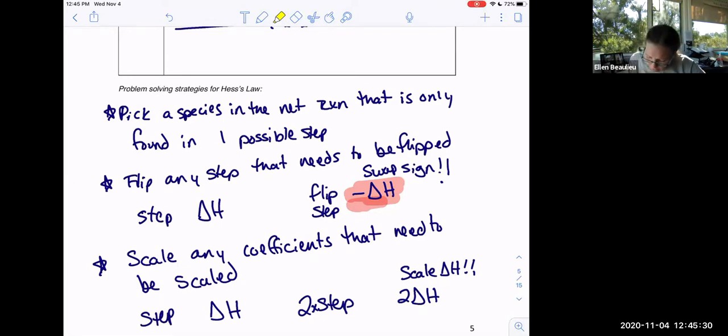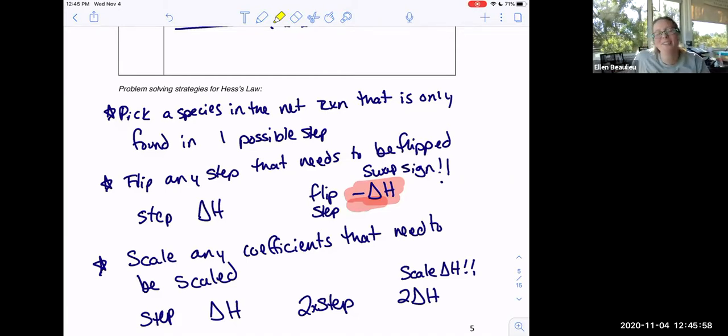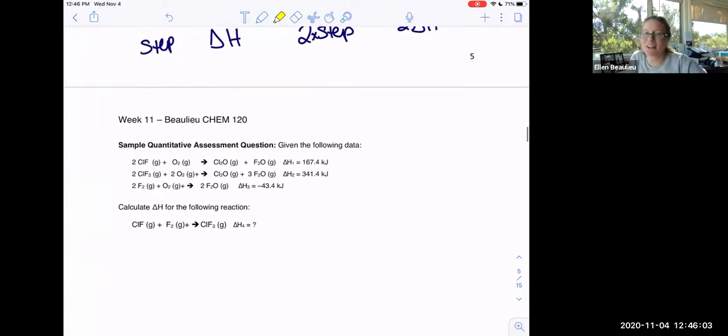This time I gave you 3 steps. How would you use your 3 steps to get to the net reaction? Remember these steps: pick a species in the net reaction that's only found in 1 step and build from there. Should we do this one together and I let another example be on your own? Yes, please. This one looks crazy. Don't worry, the next one has 4 steps.